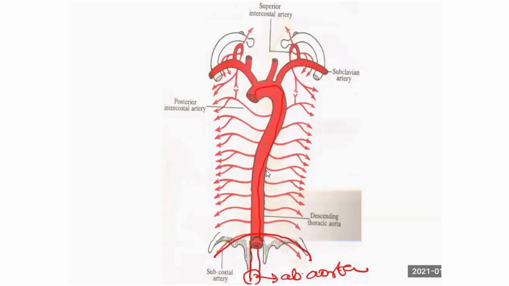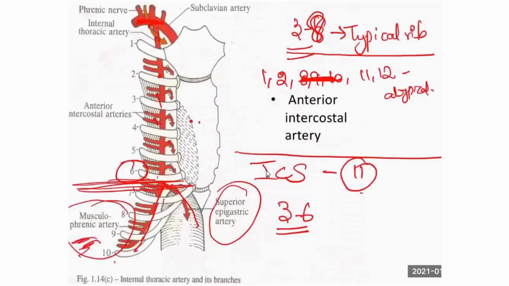I said 11 intercostal spaces. 3 to 11 arise from the descending thoracic aorta. 1 and 2 arise from the superior intercostal artery, which is a branch of the subclavian artery. Upper two spaces from subclavian, other spaces from descending thoracic aorta. You understand, right? The anterior internal thoracic artery divides into the superior epigastric artery, which enters the rectus sheath into the abdomen for anastomosis. Musculophrenic, as the name indicates, phrenic is diaphragm. It ends on the superior surface of the diaphragm.